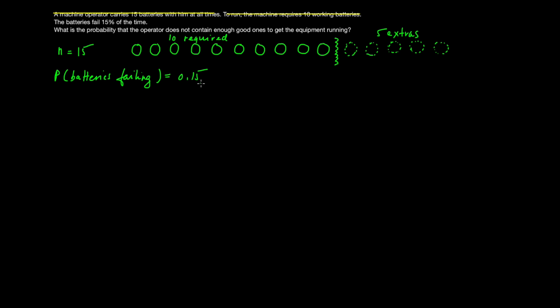Okay, so let's start by finding the complement. So the probability that the batteries will work is the complement. So 1 minus 0.15, which equals 0.85.